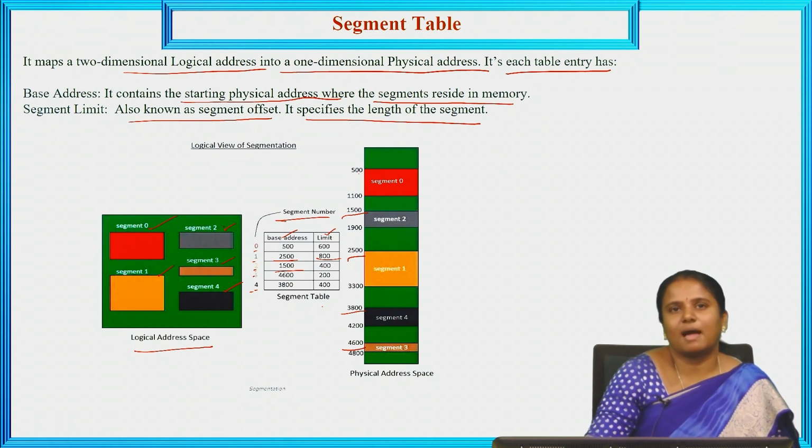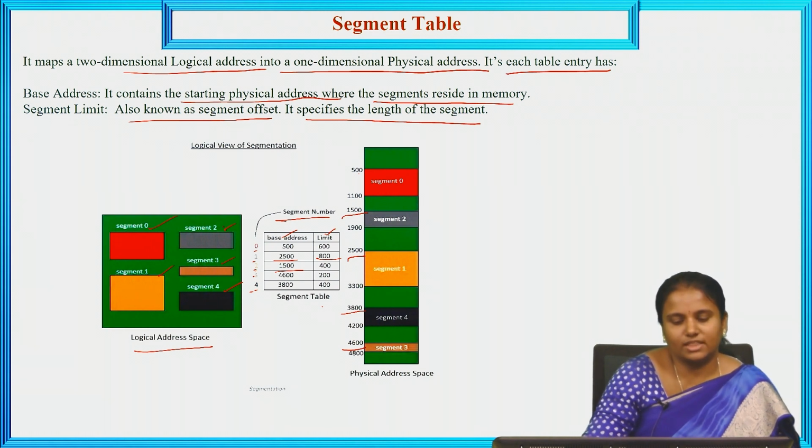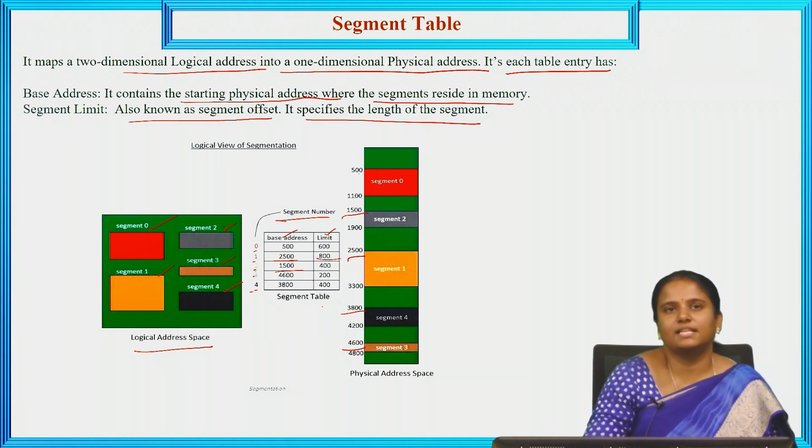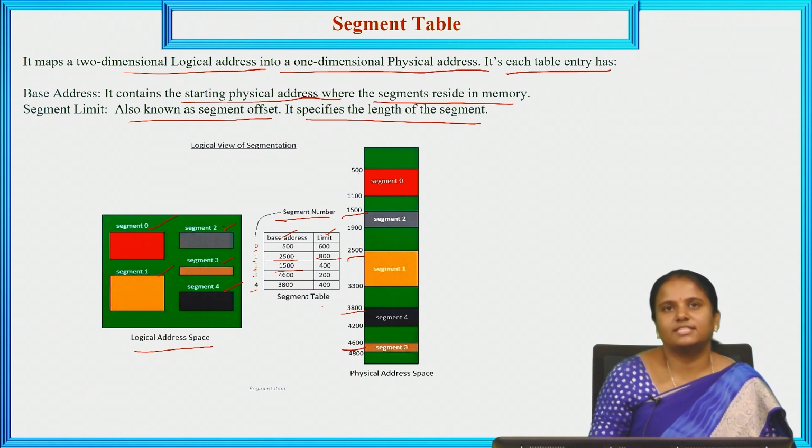Segment 0 is mapped with red color, segment 1 with orange, segment 2 with ash, segment 3 with brown, and segment 4 with black. So how are we going to map the logical address space into the physical address space, based on this base address and limit, by using the segment table? This is the segment table, and this is the logical view of segmentation.